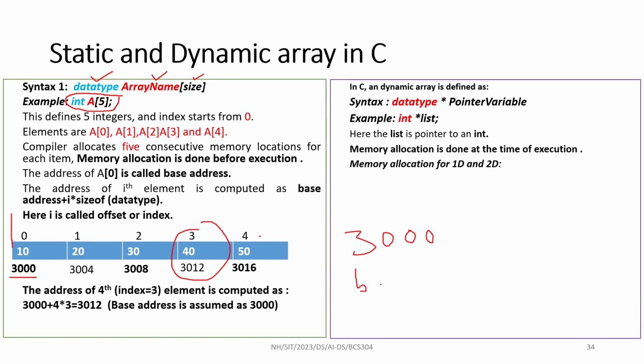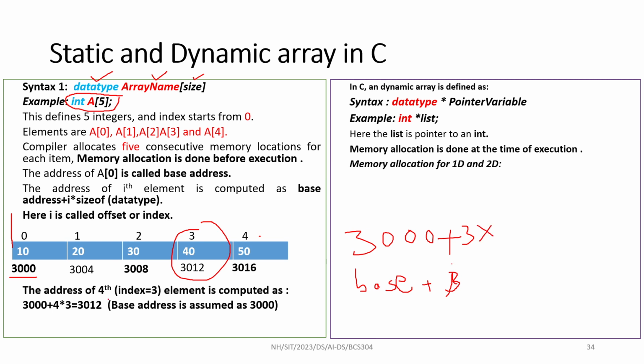You start from the base. Here the base value is the starting address of the array. That is 3000, plus, from the base you start traversing. How much do you have to traverse? That means you have to skip these three elements. Three elements are to be skipped. So what is the number? That is I elements you have to skip in general.